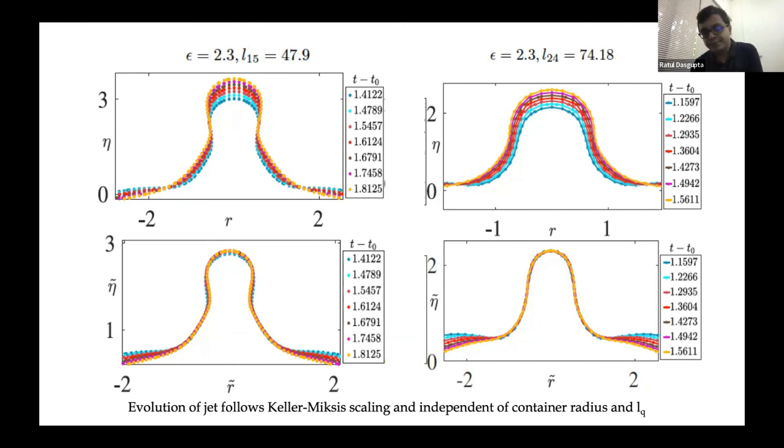So the final shape, and this is only within this window of time. If I plot it further, then it stops being self-similar. So we are still trying to understand the origin of why it stops being self-similar beyond this. But the final collapse shape within this window is not the same.